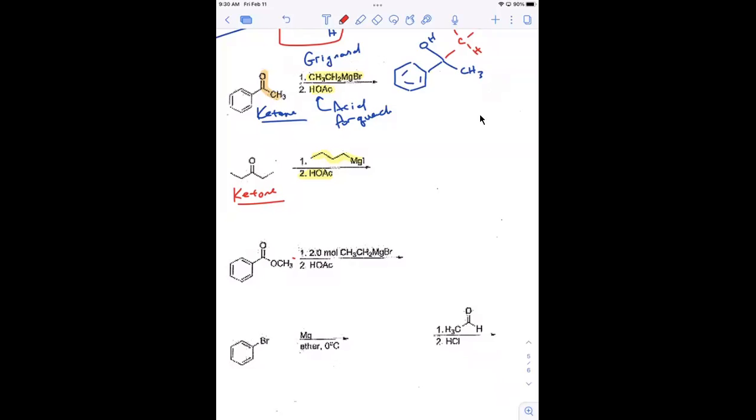It'd be like this, and then is that right? No, you're right. That's the carbon that's going to attack the carbon that's bound to magnesium. That's the one that's going to attack the carbonyl. Yep. And then you have the alcohol.